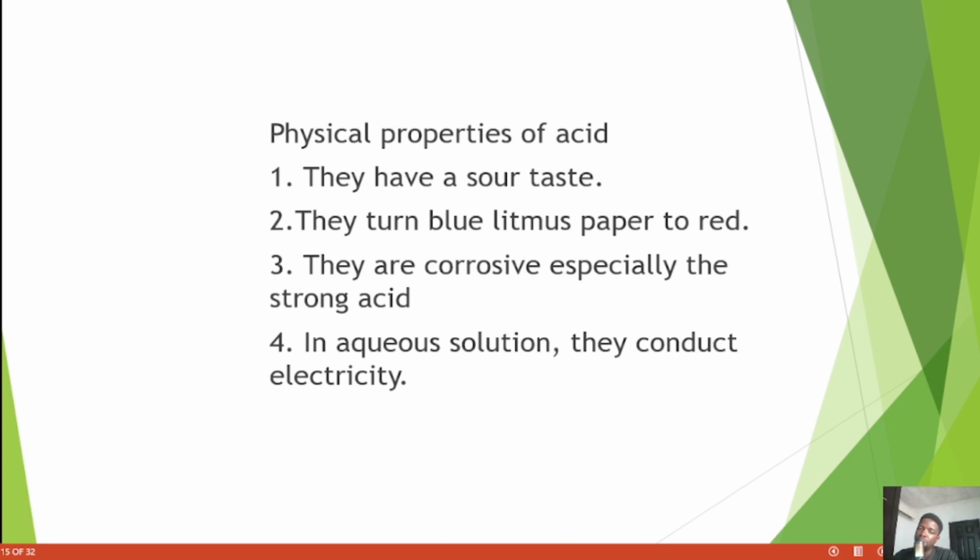The second property is that acid turns blue litmus paper to red. So also have that in mind. Physical properties generally deal with properties that we can see, touch, taste, or feel. Then the next property is that acids are corrosive, especially when they are strong acids or concentrated. So not just when they are strong, but also when they are concentrated.